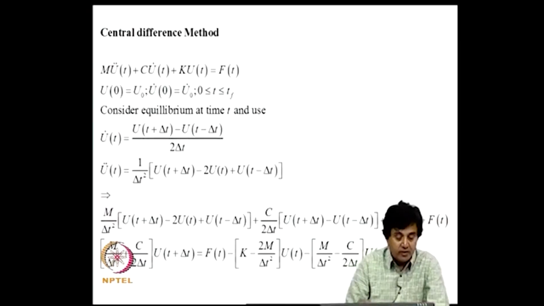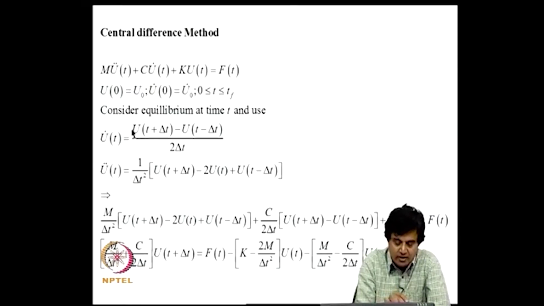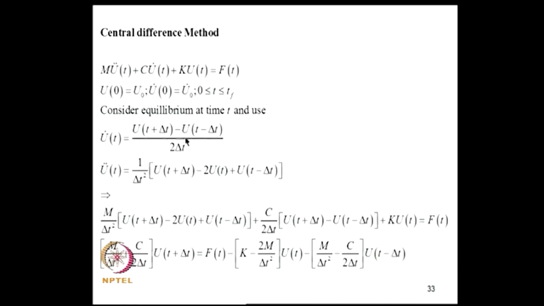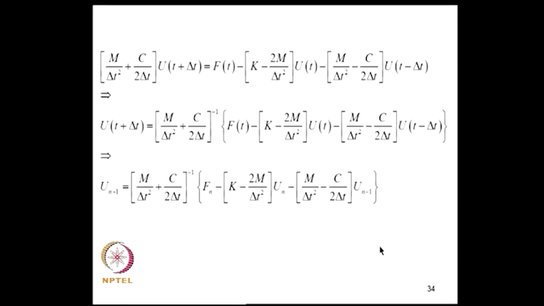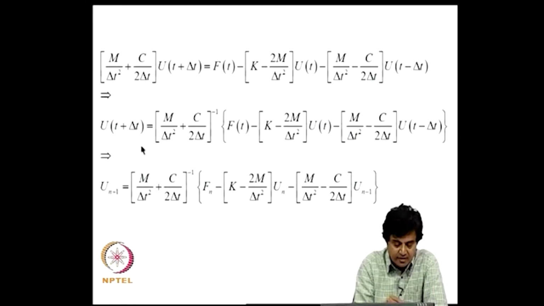Now, if I return to the governing equation of motion, this is m u double dot plus c u dot plus k u equal to f of t. Now, we will consider equilibrium at time t and we will use for velocity this approximation and for acceleration this approximation. This is what we have derived just now. Substitute for u dot and u double dot into this equation, we get this equation. Now, if I rearrange these terms and collect terms which multiply u of t plus delta t and so on and so forth, I get this equation. Now, the equation for u of t plus delta t can be deduced from this and we get this equation. Therefore, u n plus 1 in this approximation will be this matrix inverse into this column vector.